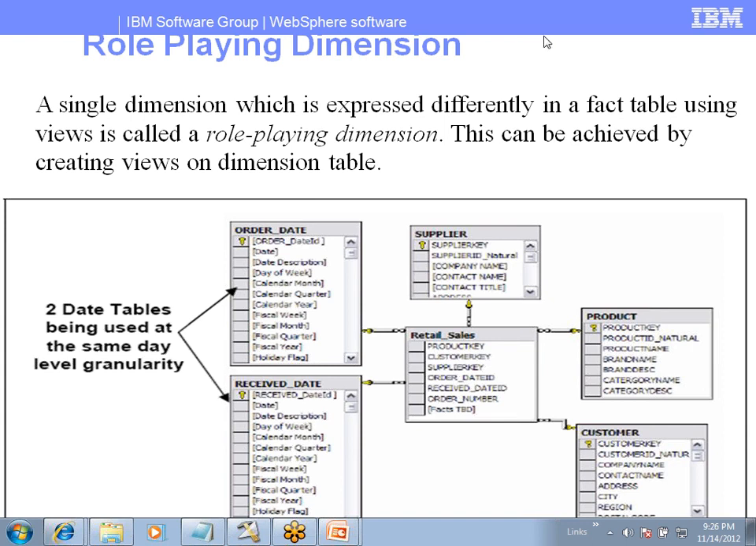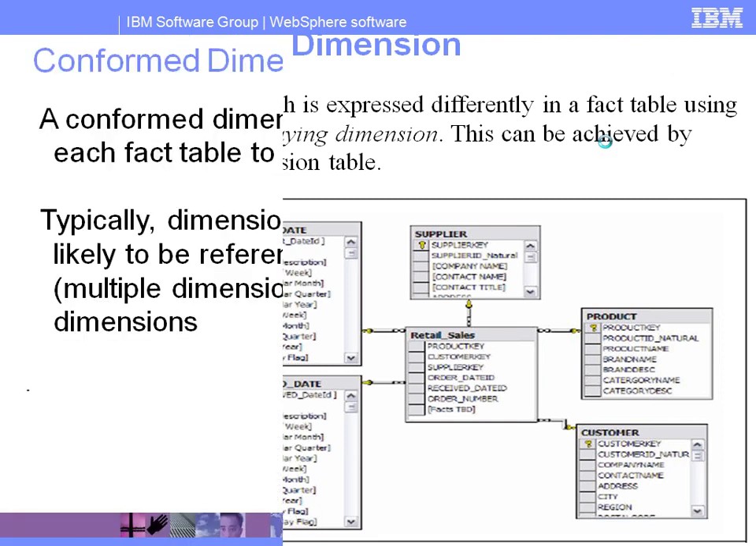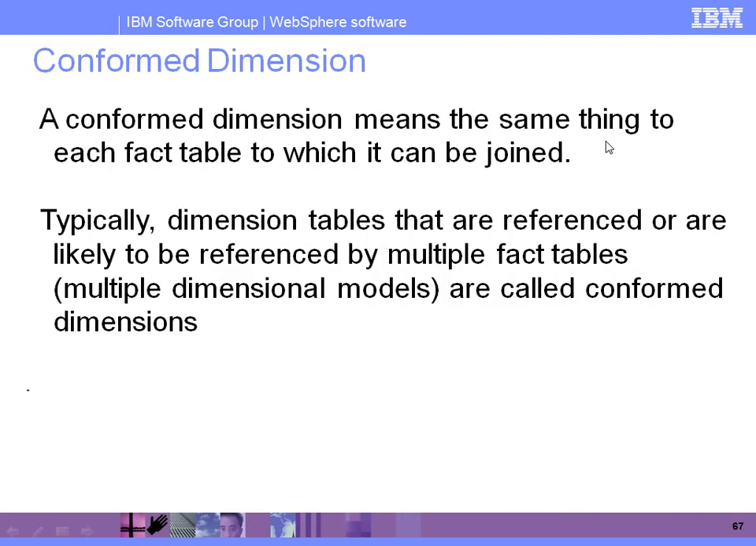Sorry. That is the role-playing dimension table which we are going to implement in the warehouse. Right. This is a definition with a simple example. But when we go for a project, how are we going to implement a role-playing dimension table in that project? And the next dimension table we have here is a conformed dimension table.